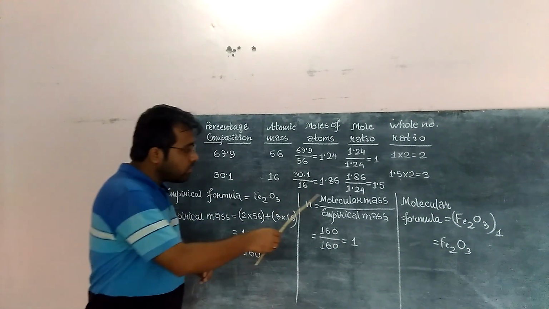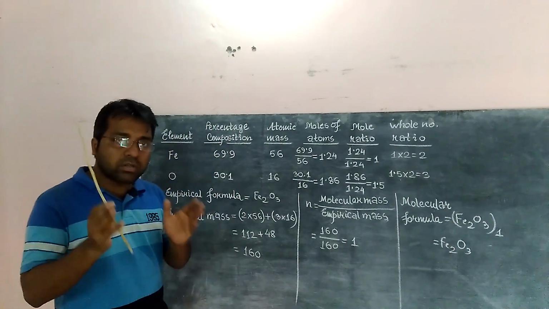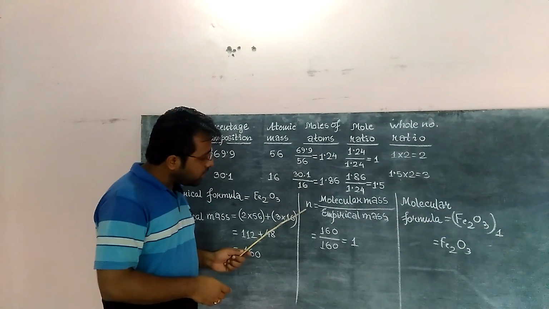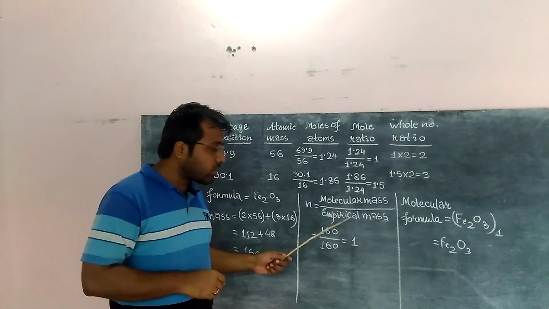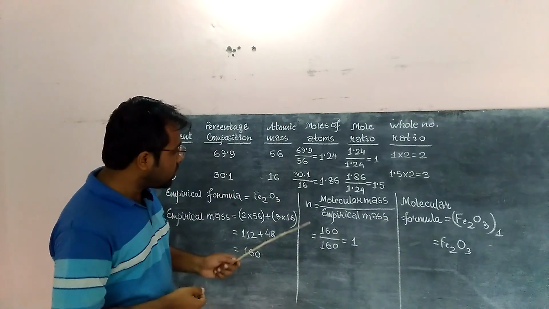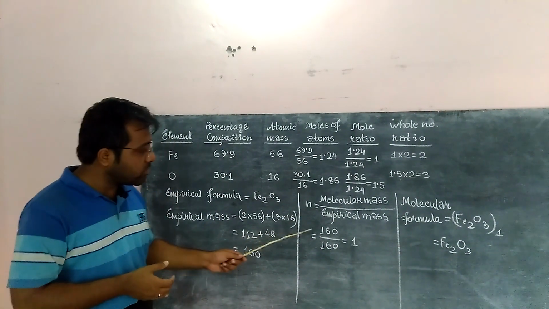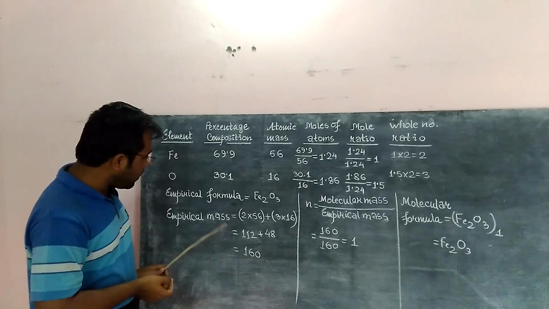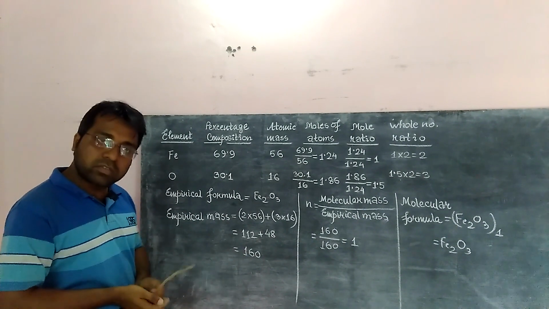Now molecular mass is already given in the question. It should be given to you in the question. You need not worry about that. So this way you find out the value of N. N is equal to molecular mass divided by empirical mass. As I already told you, it will be mentioned in the question. There it is 160. 160 will be given in the question, and the empirical mass after the calculation here is also 160.